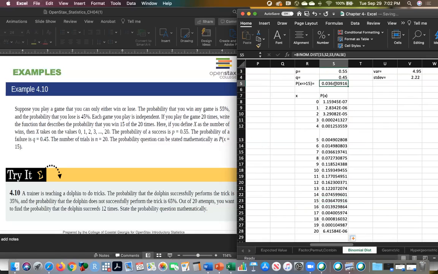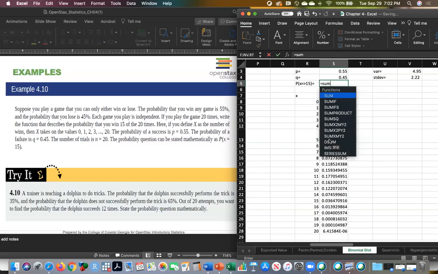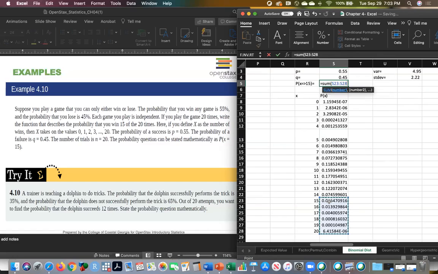I'm going to replace this because that was the value for only 15. So when the value is at least 15, I'm going to use the sum of 15 to this, right? So that is 5%. So what is the probability that I win 15 or more games?